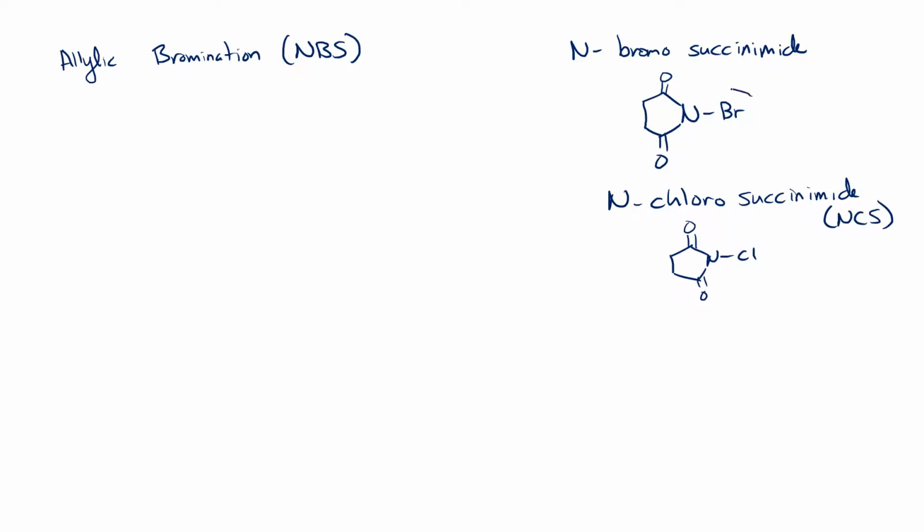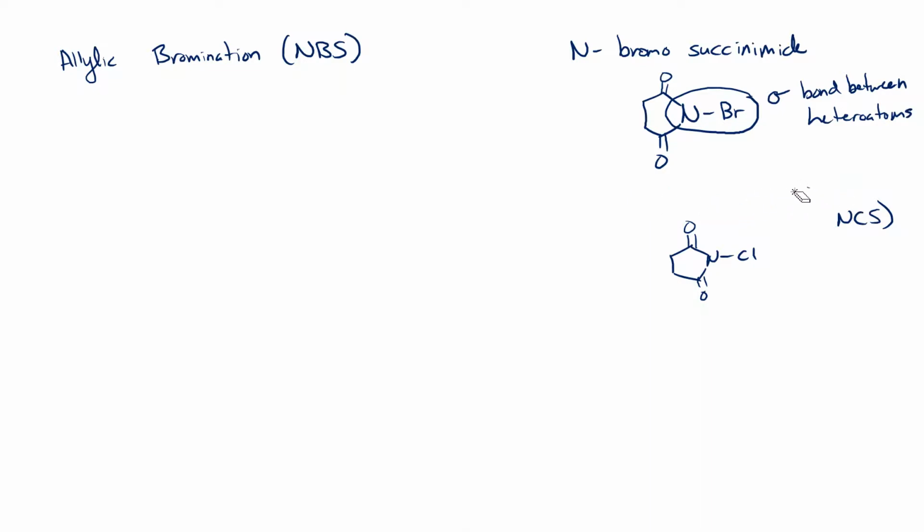But notice what we have here is this sigma bond between 2 heteroatoms. And so that's our clue that this is a radical initiator, right? And so NBS, when we shine light on it, that's going to be our initiation step. This heteroatom bond will undergo homolysis. All right, so that's the bromination, that's NBS.